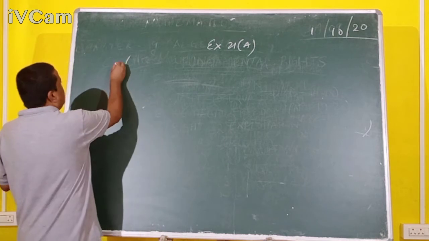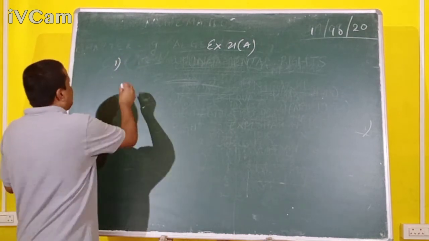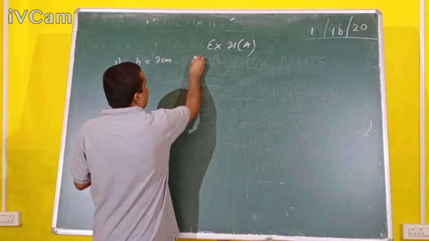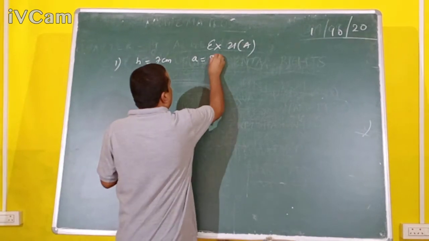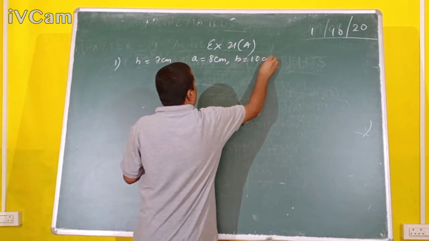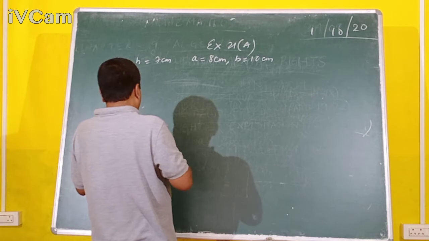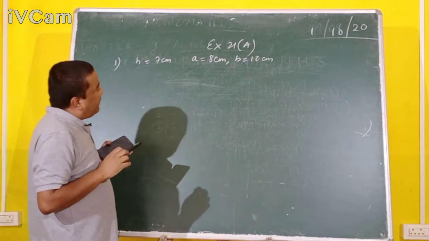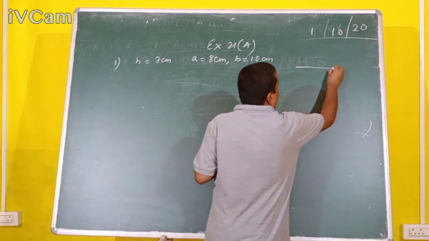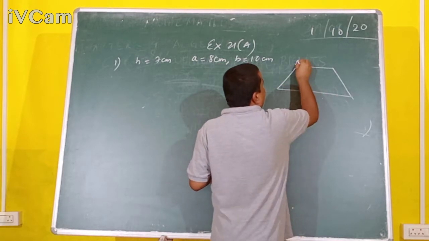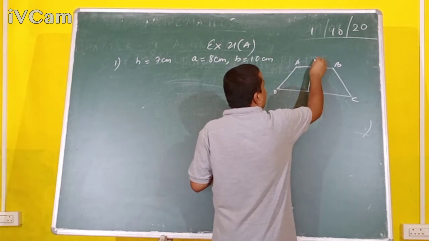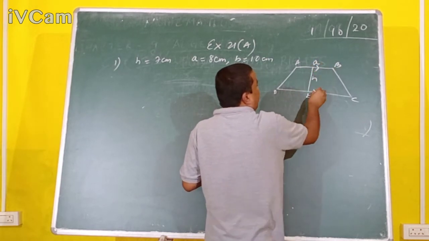Question number one. Height is given as 7 centimeter. Parallel sides, just imagine A equals 8 centimeter and B equals 10 centimeter. Here the height is given and the parallel sides A and B are given, so it is a trapezium. This is A, this is B, this is C and this is D. This is called the height. A and B are parallel to each other.